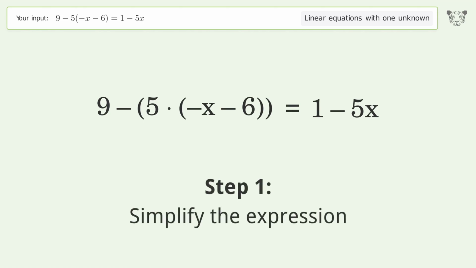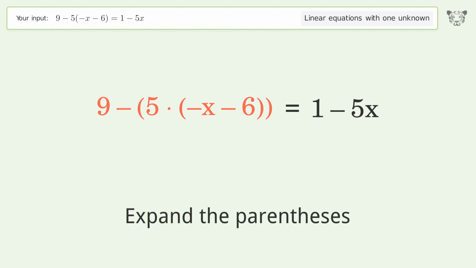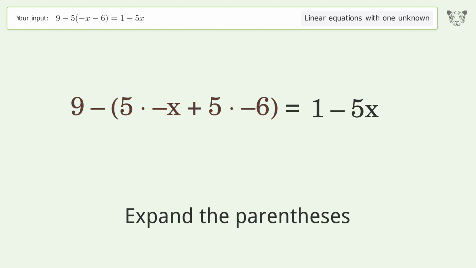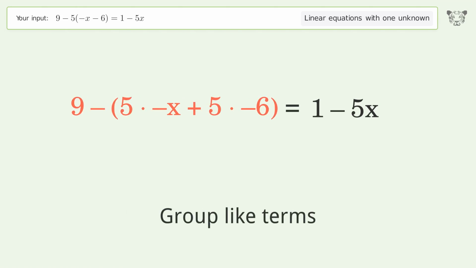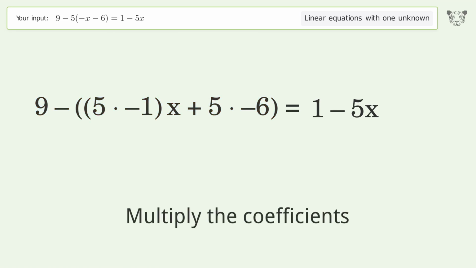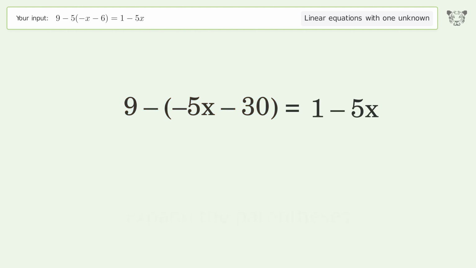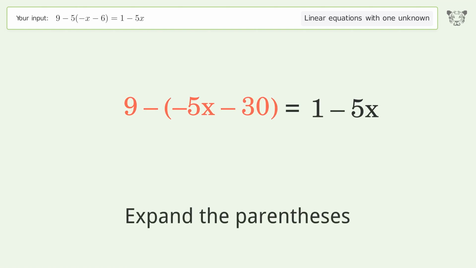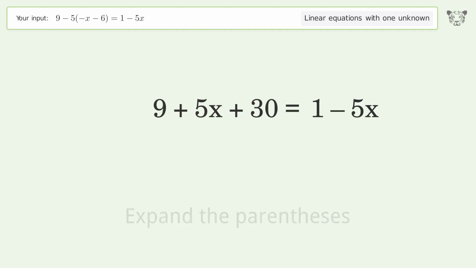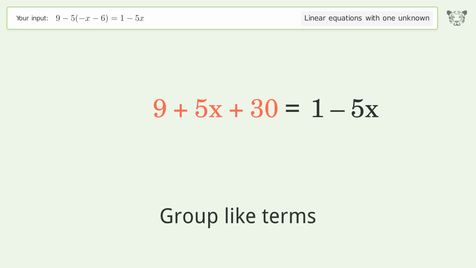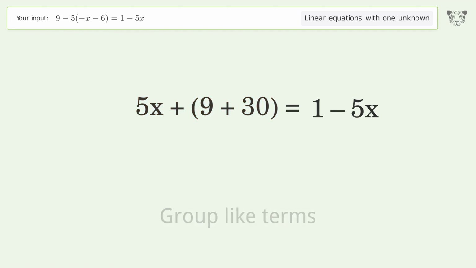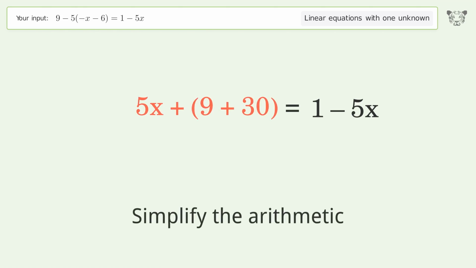Simplify the expression. Expand the parentheses. Group like terms. Multiply the coefficients. Simplify the arithmetic. Expand the parentheses. Group like terms. Simplify the arithmetic.